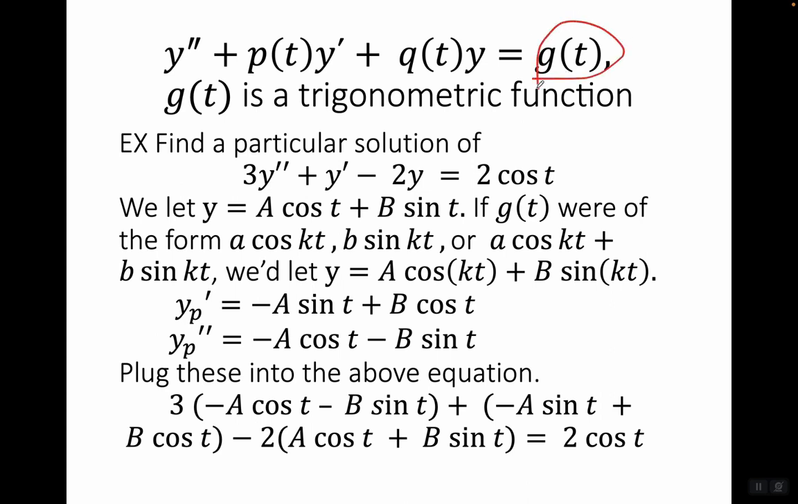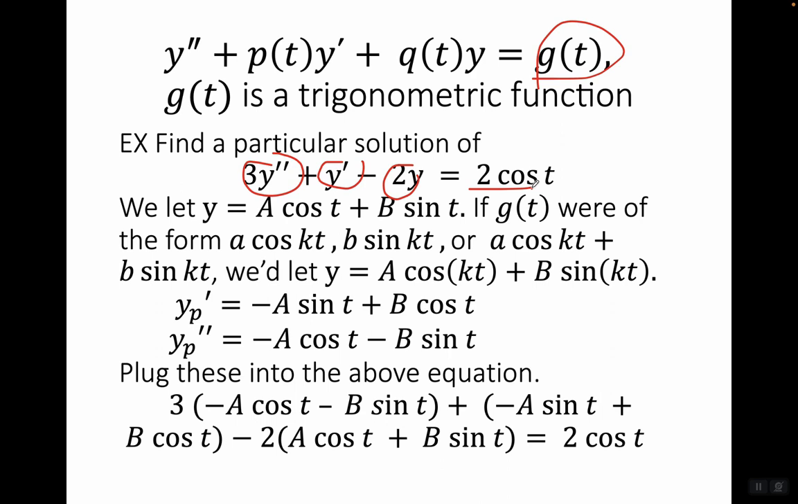How would we solve that? Let's look at an example. Find a particular solution of 3y double prime plus y prime minus 2y equals 2 cosine t. Notice, we're going to let y equal a cosine t plus b sine t. Why? Because 3 times the second derivative plus the first derivative minus twice the function equals 2 cosine t.